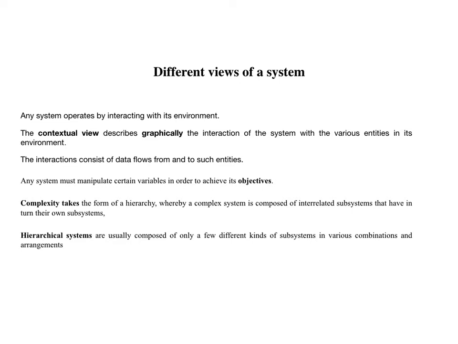We may use the contextual view to describe the system in a graphical way, showing the interactions of the system and between the different entities in its environment. Entities here means the customer is one of the system entities, the supplier is another entity in your system, and so on. Okay, as we said before.